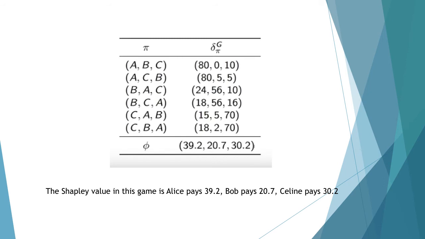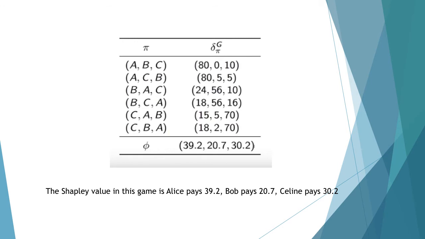Now let's compute the Shapley value for each player in this case. I will just explain the first three cases because of time limitation. Let's look at the first case. Alice comes to the meal first, Bob comes after Alice, and Selena comes after Bob. It will cost Alice $80 if she eats alone. Now Bob comes. It will cost them $80 for this meal. That means Bob has to pay $80 minus $80, which is equal to 0. Similarly, when Selena comes, it will cost her $10 for this meal.